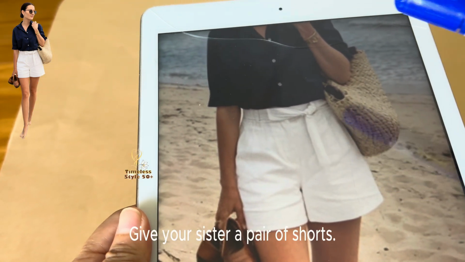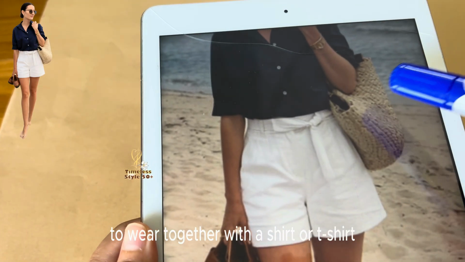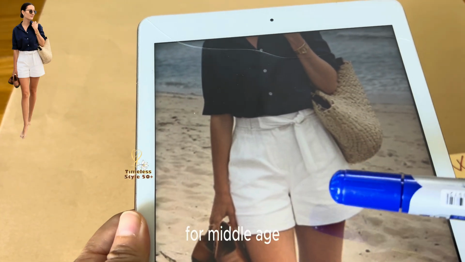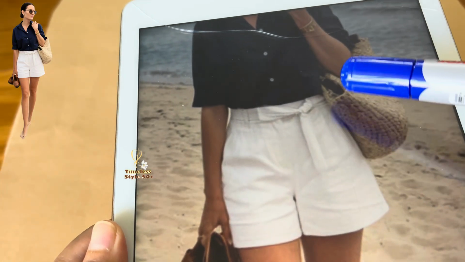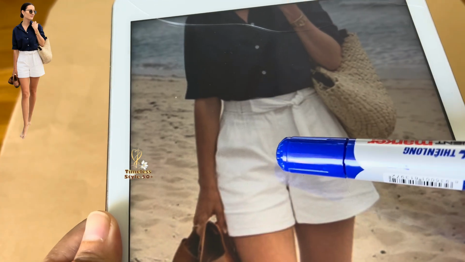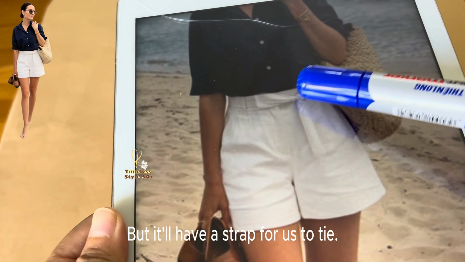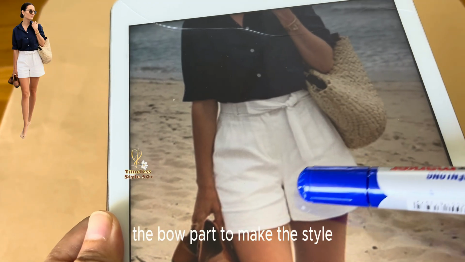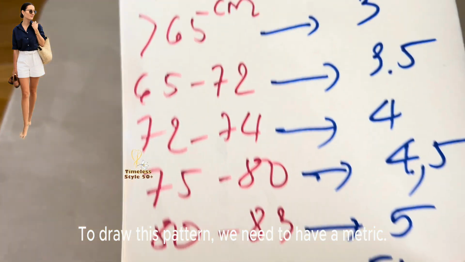Today I'll show you how to make a pair of shorts to wear together with a shirt or t-shirt. For middle age, this style of pants will be thigh level. It'll have slanted pockets and a zipper in the front. The back is also the normal back, but it'll have a strap for us to tie the bow part to make the style.